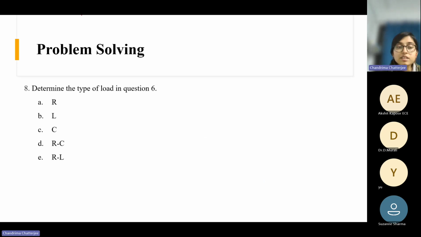So determine the type of load in question 6. Just a second.